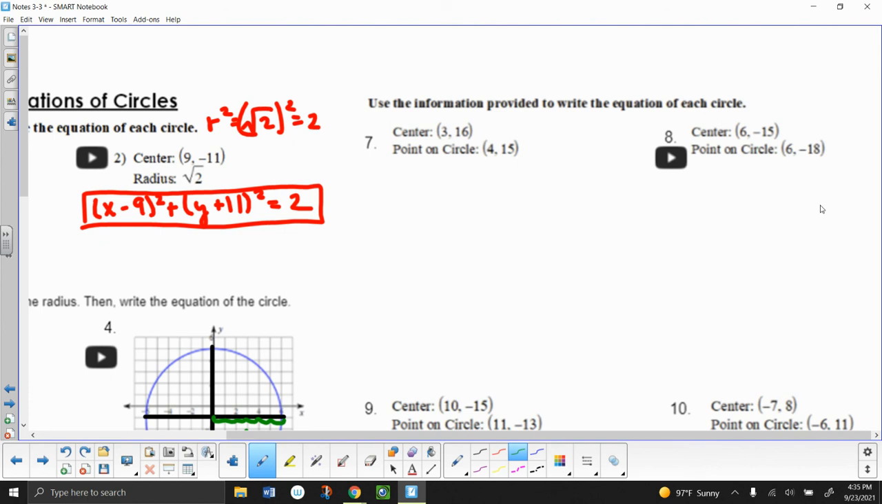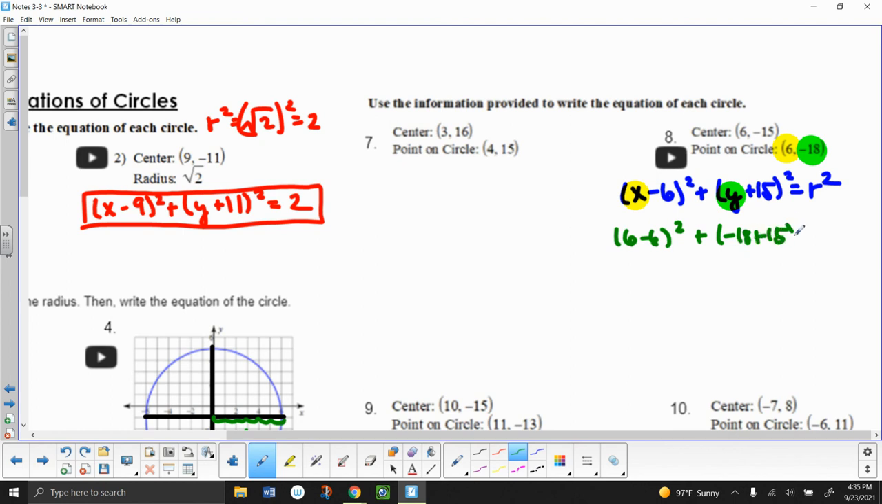All right, lastly, writing the equation of a circle given a center and a point. So first I'm just going to write out what my equation is going to look like. So x minus 6, y plus 15 is equal to r squared. And now we're going to take our h and our k, and I'm going to plug that in for x and for y. So we're going to get 6 minus 6 squared, and -18 plus 15 squared. That's going to give us r squared.